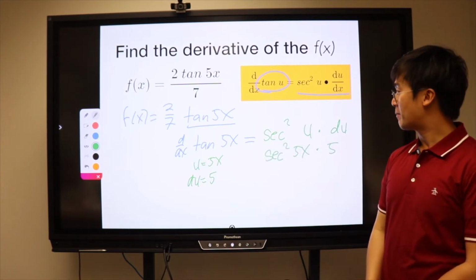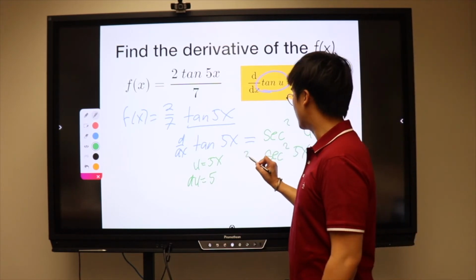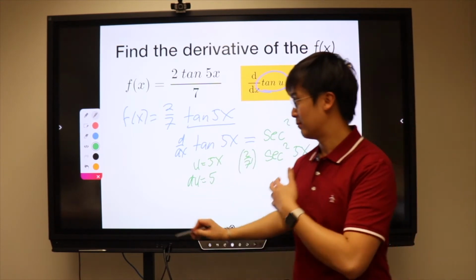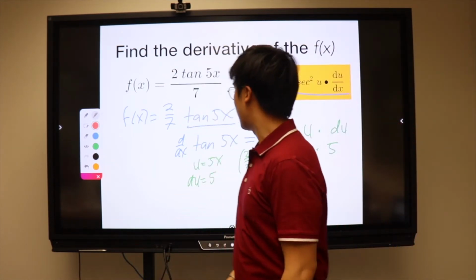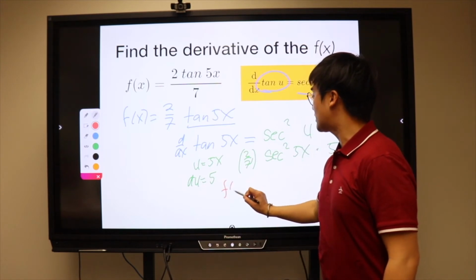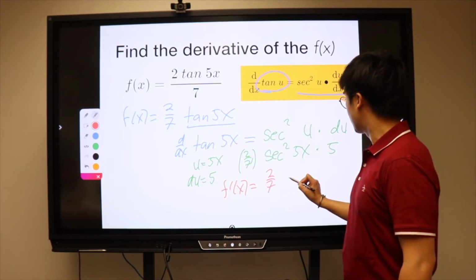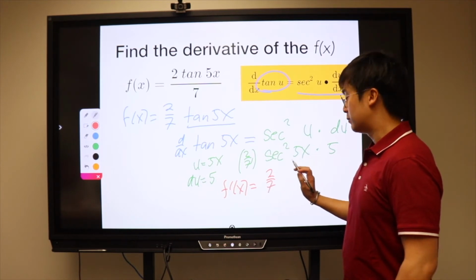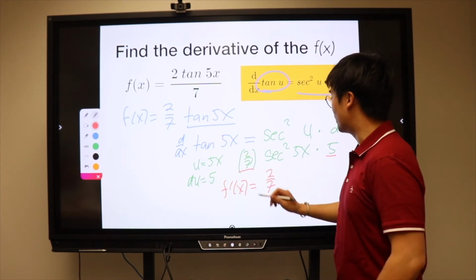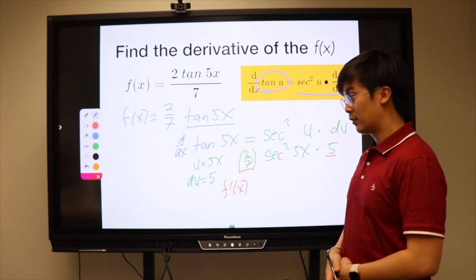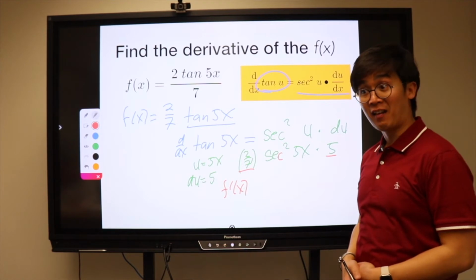5 secant squared 5x. Am I forgetting something? The constant, don't forget the constant. I know that we're setting it aside, but make sure you don't forget, because sometimes I forget. So my f prime of x, to make it prettier, is 2 all over 7. No. What's 5 times 2 all over 7?